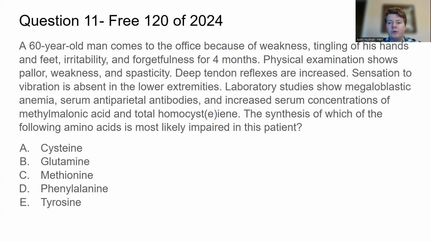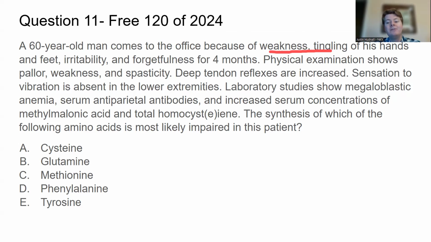So, like I said, I'm talking about question 11 here in the free 120 of the 2024 version of it. But yeah, a 60-year-old man comes to the office with weakness, tingling of his hands and feet, irritability, and forgetfulness for 4 months. Physical exam shows pallor, weakness, and spasticity. Deep tendon reflexes are increased. Sensation to vibration is absent in the lower extremities. Laboratory studies show megaloblastic anemia, serum antiparietal antibodies, and increased serum concentrations of methylmalonic acid and total homocysteine. The synthesis of which of the following amino acids is likely impaired in this patient?